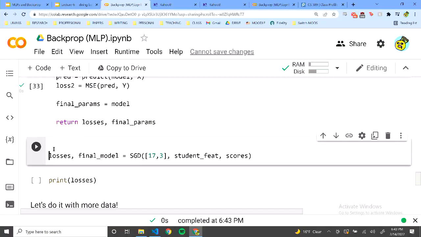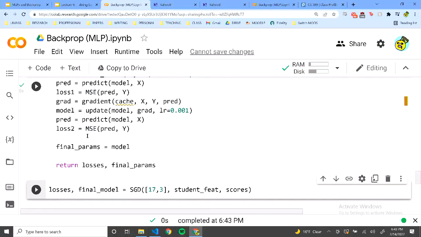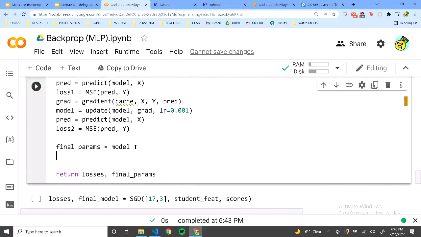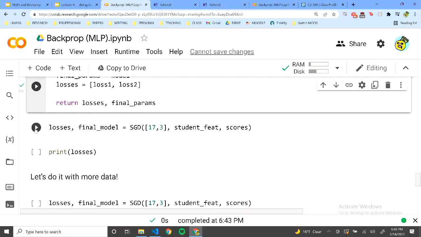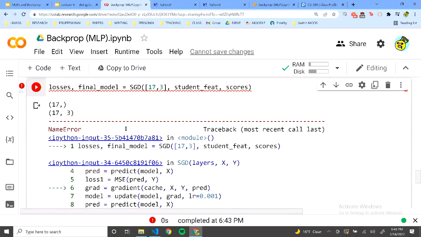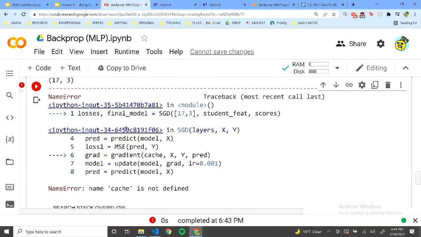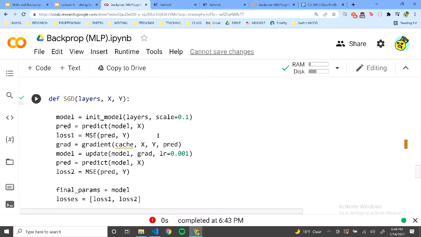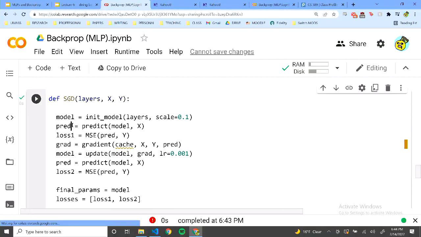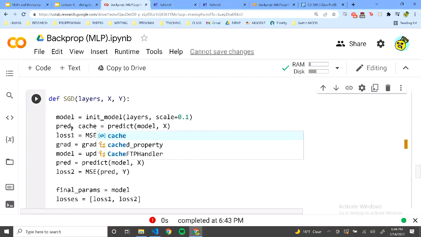We wanted to output the losses. So let's say that losses equals loss 1, loss 2. Okay. So this will just save them. If we actually do this, we end up, oh wait, cache is not defined. Oh, yeah, sorry. I'm not going to take the cache there.